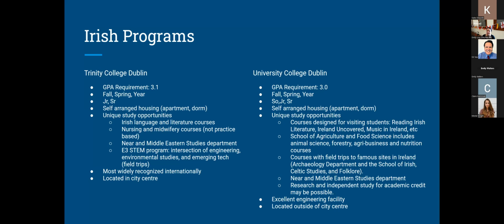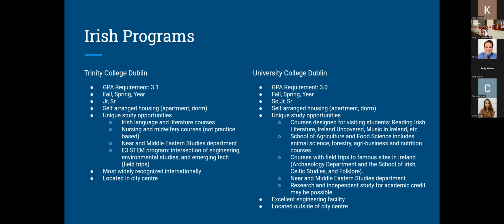And they also have a really cool E3 STEM program. Basically what that is, is engineering, environmental studies, and emerging tech combined, and really investigating the intersection between them. A lot of the courses within that program offer field trips. You're meeting with industry people. So it's a more robust way to educate yourself than the typical lecture style.